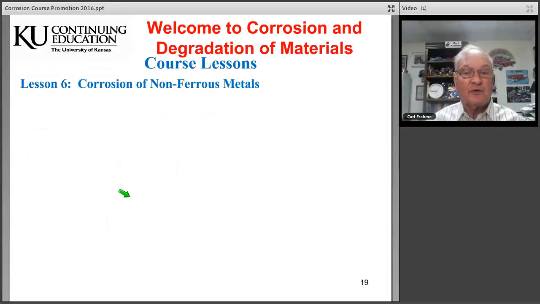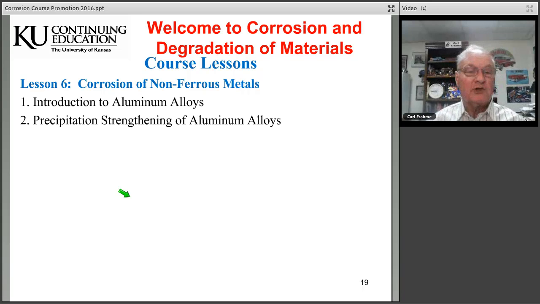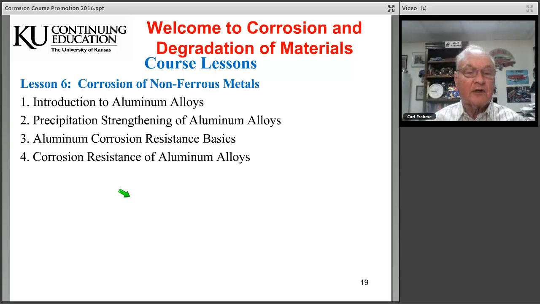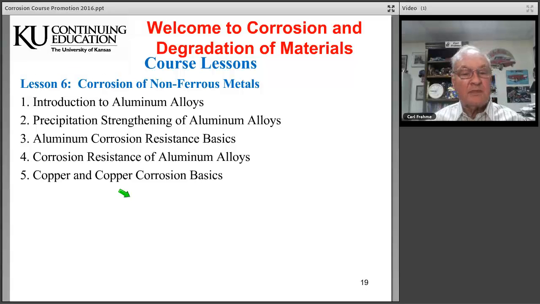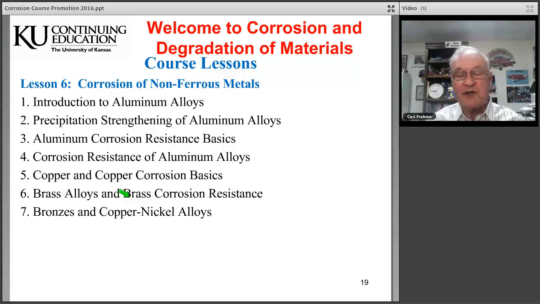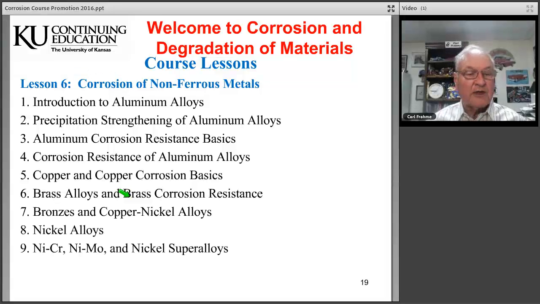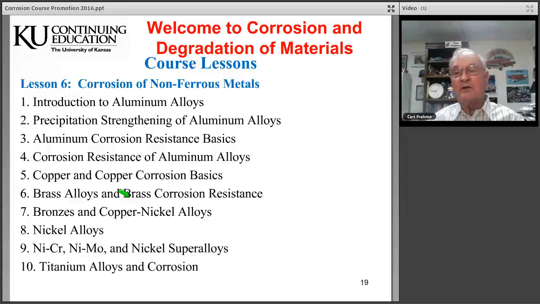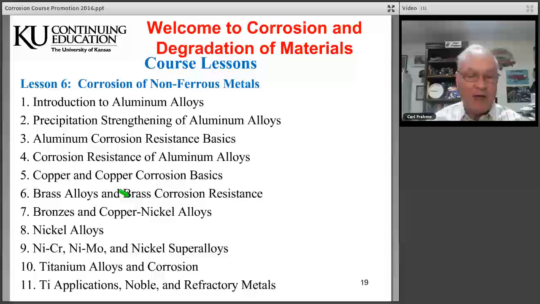In Lesson 6, once again, we're going to look at corrosion of non-ferrous metals: introduction to aluminum alloys, precipitation strengthening of aluminum alloys, aluminum corrosion resistance basics, corrosion resistance of aluminum alloys, copper and copper corrosion basics, brass alloys and brass corrosion resistance, bronzes and copper-nickel alloys, nickel-chrome, nickel-moly, and nickel superalloys, titanium alloys and corrosion, titanium applications, noble metals, and refractory metals.